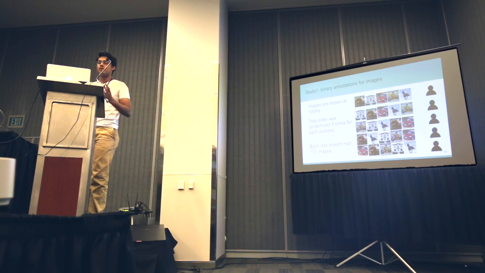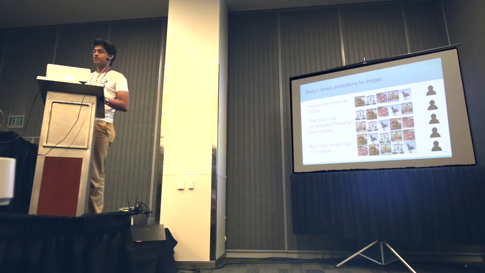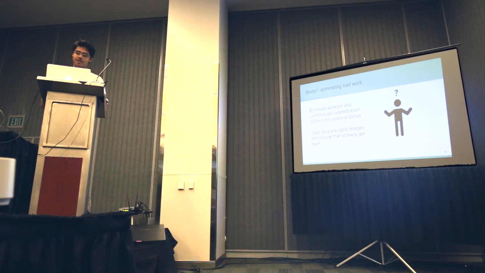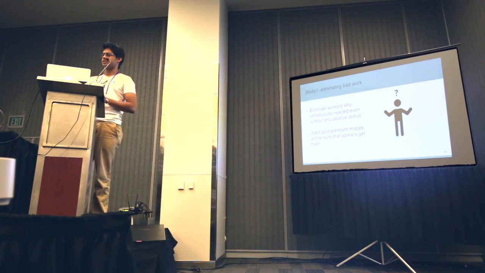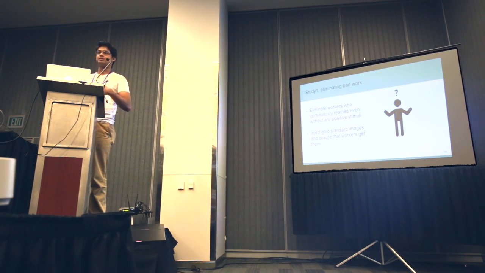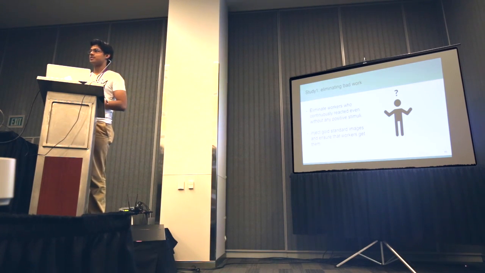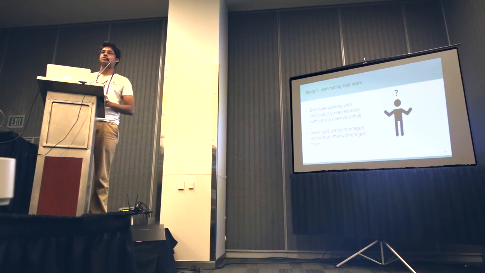So we showed images at 100 milliseconds. We randomized a task order, and we showed it to 5 workers. And each task stream had about 100 images. We eliminated workers who continuously reacted just to try to game the system. And we injected gold standard positive and negative images and used that to figure out which workers were giving us good work and which workers were not.